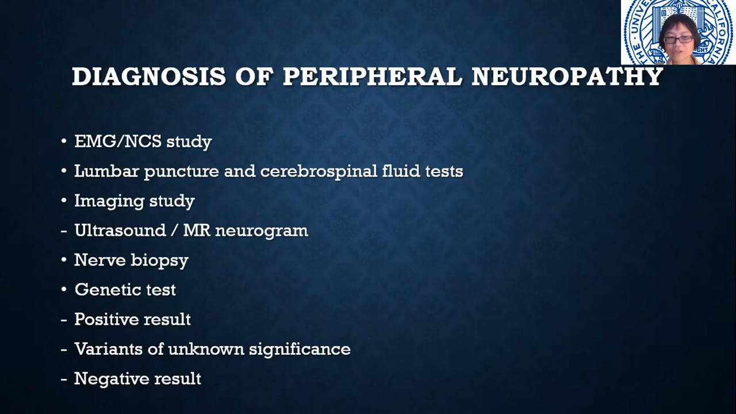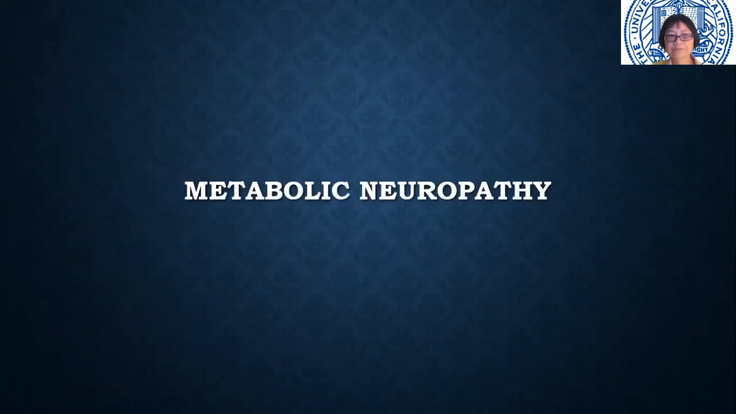The most common situation is a variant of unknown significance. That means a certain nucleotide change was detected, but we are not sure if that change will cause an abnormal mutation to cause neuropathy. So it's unclear when there is a variant of unknown significance. We don't really have special management or special interpretation. For sure, a negative result will be reassuring. This is not hereditary neuropathy caused by genetic mutation.